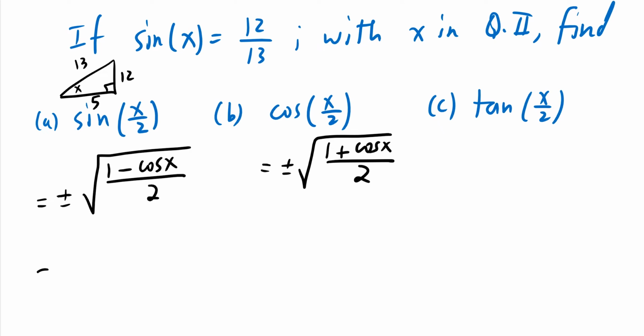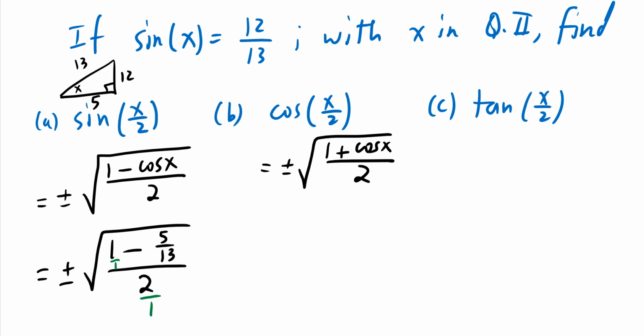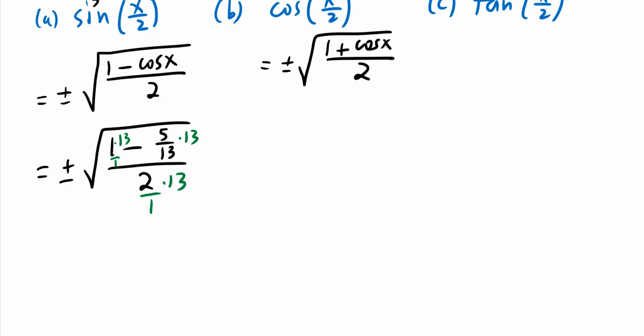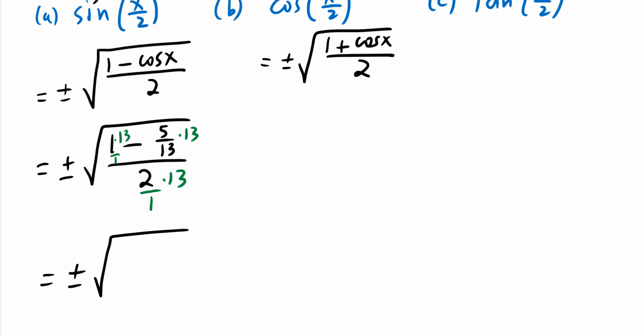So what do we need here? Plus or minus the square root of 1 minus cosine, which is the adjacent over the hypotenuse, all divided by 2. Some people like to combine the top ones and then do the division by 2, or you can go straight forward. This is over 1. Multiply the top of each fraction by 13. That gives me plus or minus the square root of 13 minus 5 over 26.